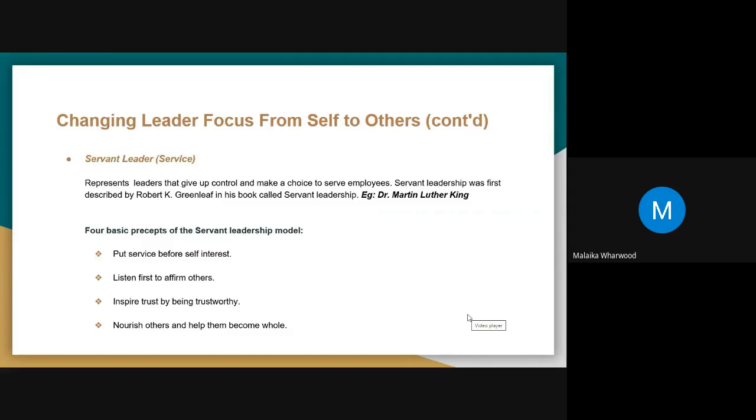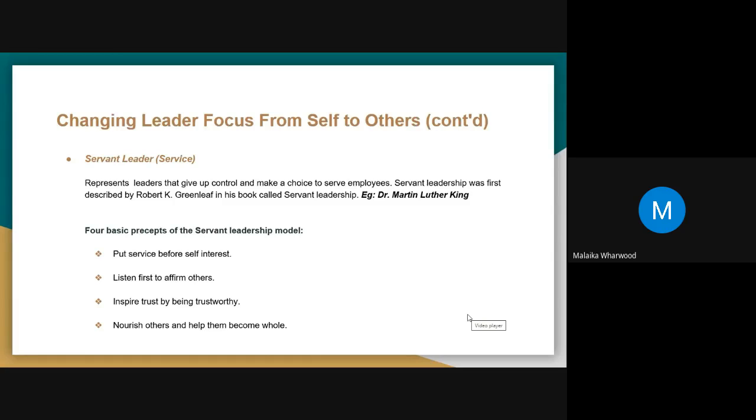Now we have servant leadership, and this type of leader is based on serving others, right? Servant leaders represent leaders that give up control and make a choice to serve employees. Servant leadership was first described by Robert K. Greenleaf in his book called Servant Leadership.